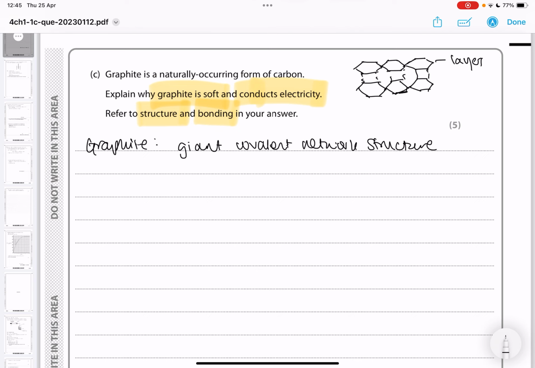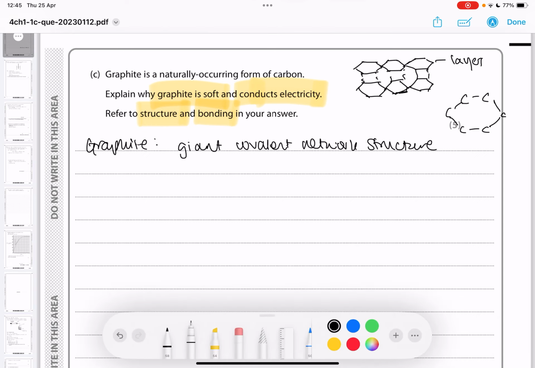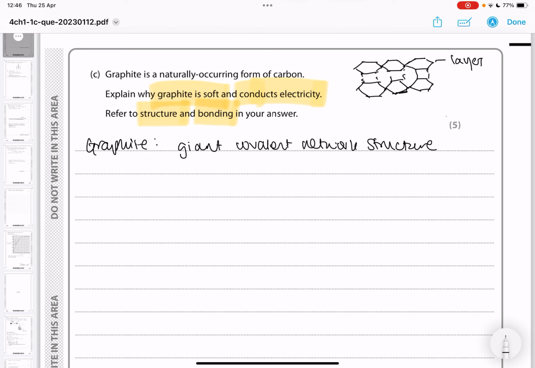Now, why does it conduct electricity? Because each carbon atom in graphite, if I draw out one hexagonal shape, each carbon atom is bonded to 3 other carbon atoms, okay? So the problem with graphite is that since each carbon atom is bonded to 3 other carbon atoms, it means that there's a free delocalized electron per carbon atom. Okay, there's delocalized electrons and they can easily move throughout the lattice structure to conduct electricity. So that's basically your answer.